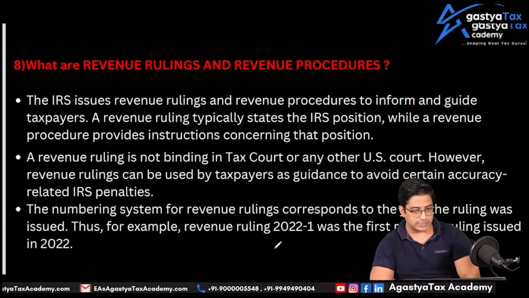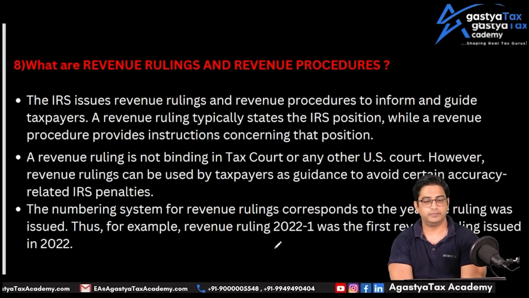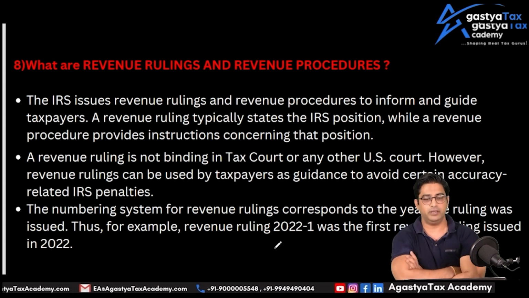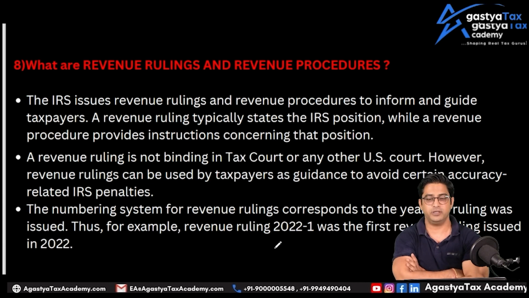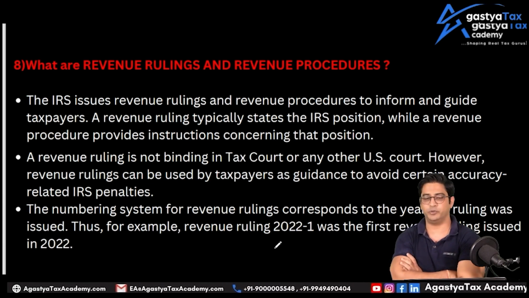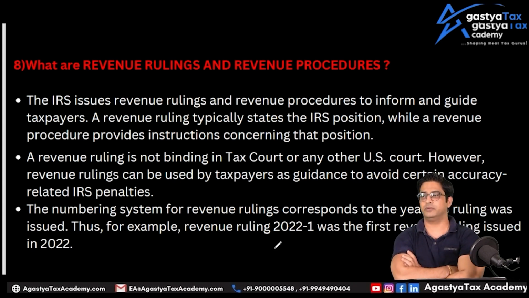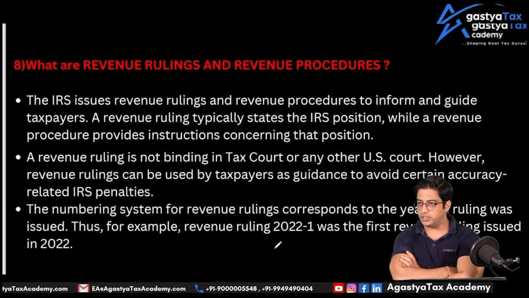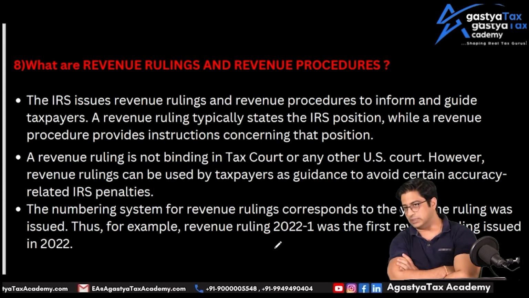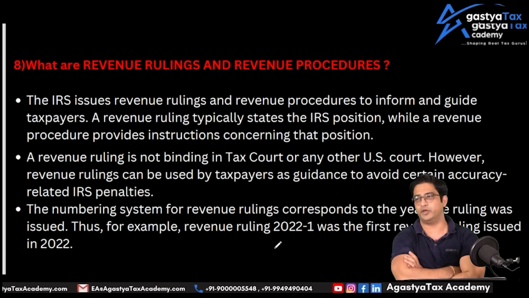What is revenue ruling basically? Revenue rulings and revenue procedures typically state the IRS position. A revenue ruling typically states the IRS position, while a revenue procedure provides instructions concerning that position. When IRS takes a position, that position will be explained by revenue ruling, and the instructions to follow in order to take that position will be revenue procedure.